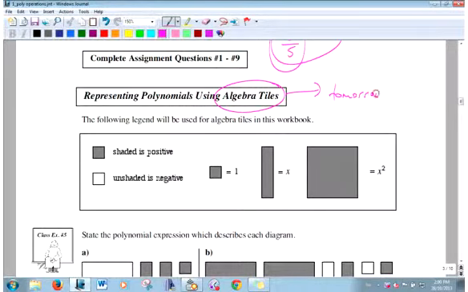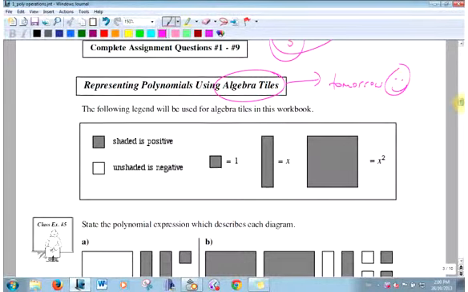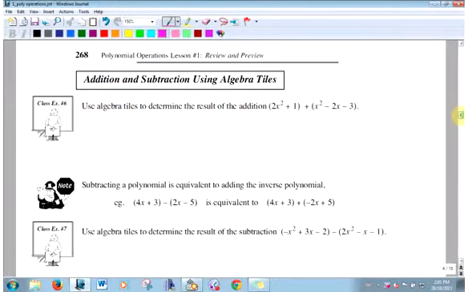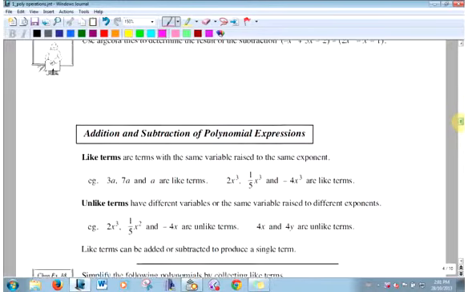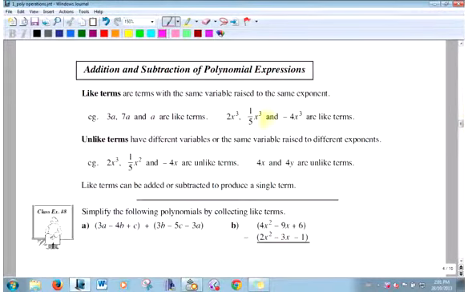Okay, algebra tiles we're doing tomorrow. Okay? So let's skip that for now. Algebra tiles. Here's the real important stuff. Okay, here's the algebra. Let's flag it. You got to know this.